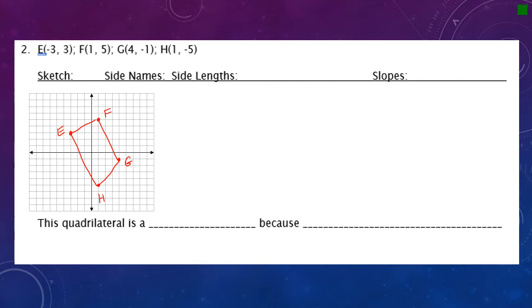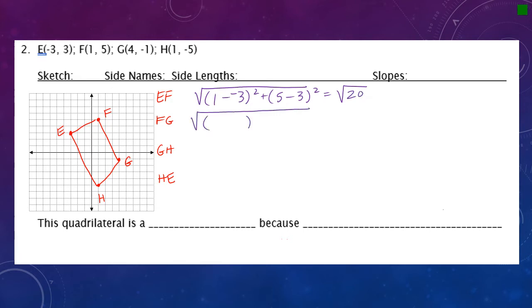And again, I'm taking my side lengths from the picture and not from the points. And on the next example, you'll see why that's actually very important. So there's my 4 sides. So now I have to do distances. All right, for side EF, I would have 1 minus negative 3 and 5 minus 3. And this comes out to be 20, square root of 20.